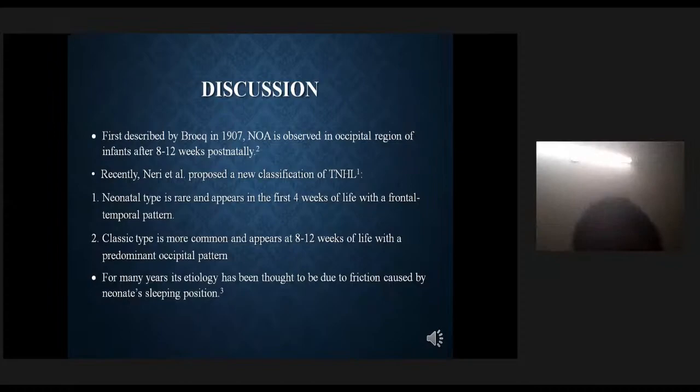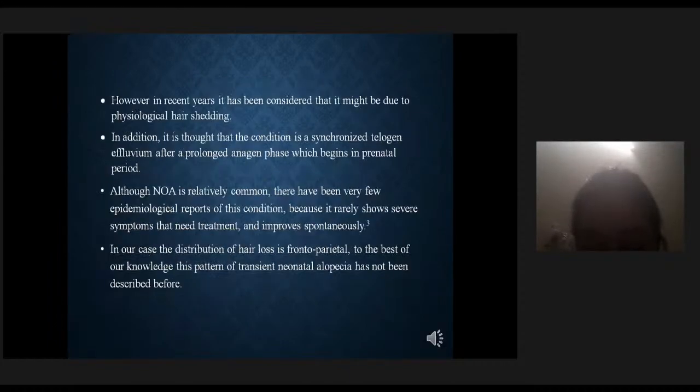Now discussion. First described by Brock in 1907, neonatal occipital alopecia is observed in the occipital region of infants 8 to 12 weeks postnatally. The new classification of transient neonatal hair loss includes the neonatal type, which is rare and appears in the first 4 weeks of life in a frontotemporal pattern, and the classical type, which is more common and appears 8 to 12 weeks postnatally with an occipital pattern.